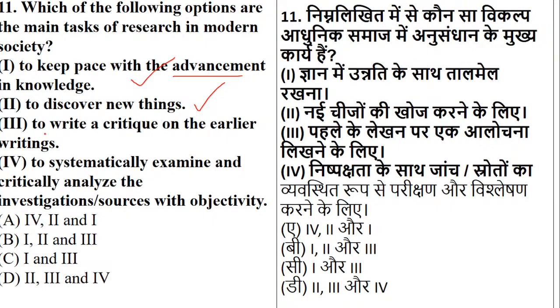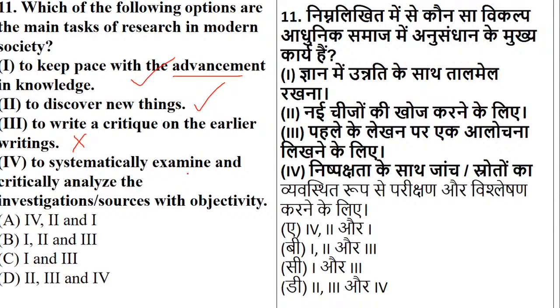Now the third option was to write a critic on the earlier writings. Whatever has happened earlier, I mean to say the research which has happened 5 years back or a decade back, maybe the situation was like that, maybe all the factors were not taken into consideration. So the modern society does not tell us to dig into what has happened 10 years back or 5 years back and write a critic on that, which is not a healthy practice. So definitely writing a critic on the earlier writings is not a main task of modern research. This is definitely not a main task.